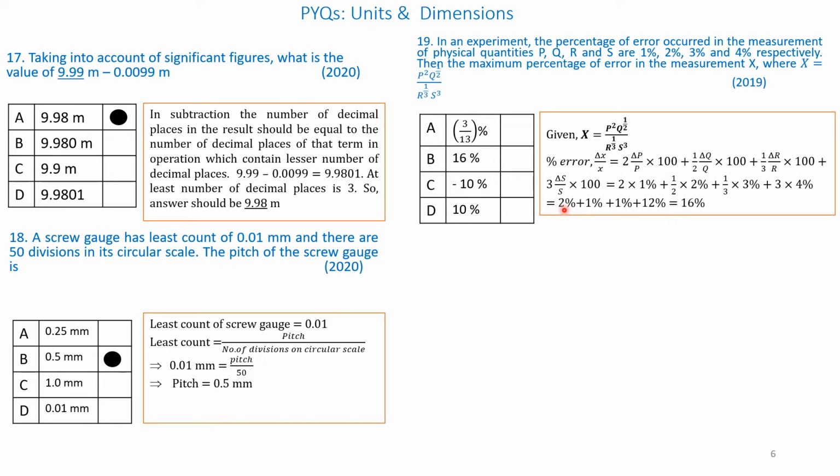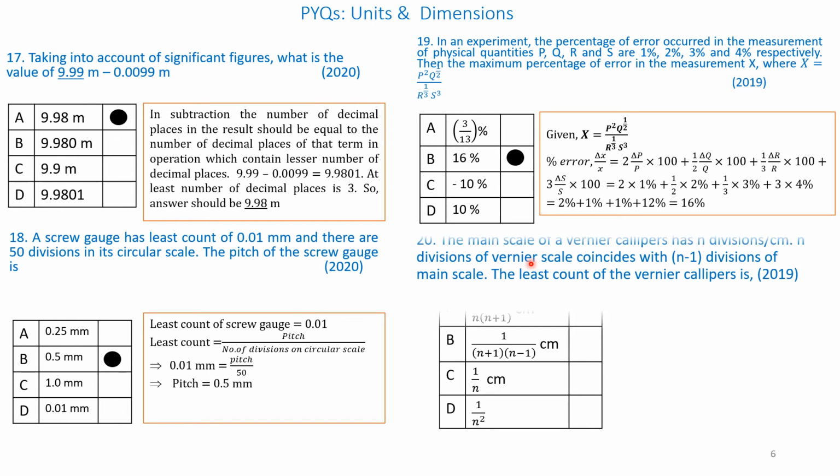Adding, you will get 2 + 1 + 1 + 12, that is equal to 16. This answer is available in option B. Please mark it as option B. Option B is the correct answer.